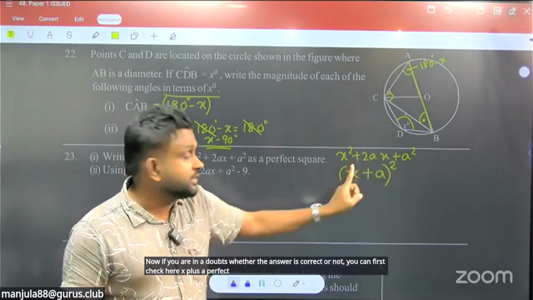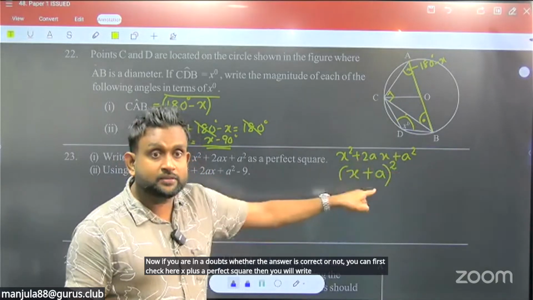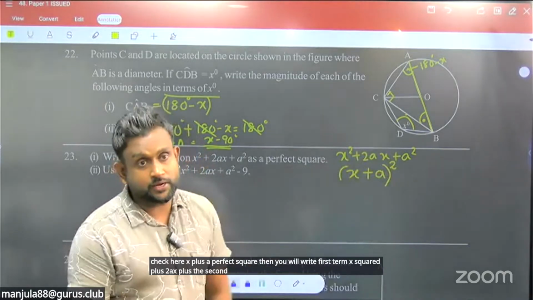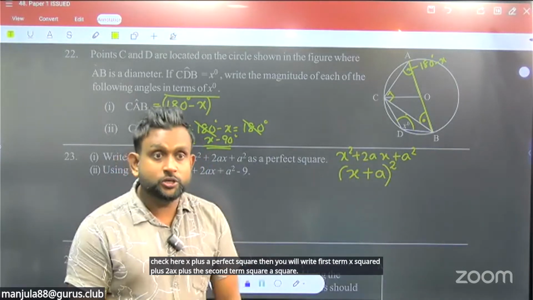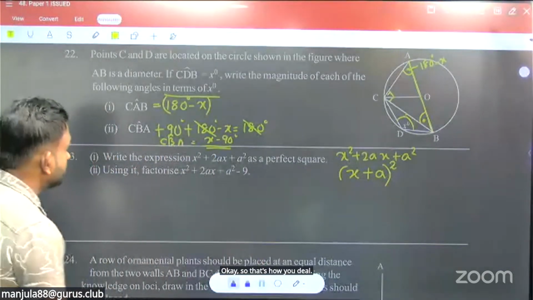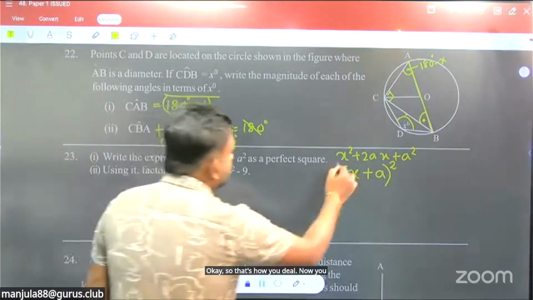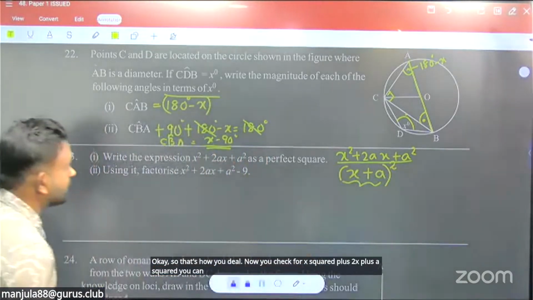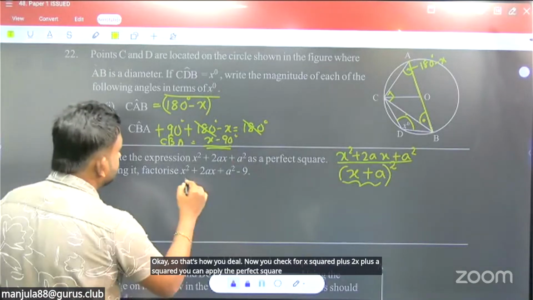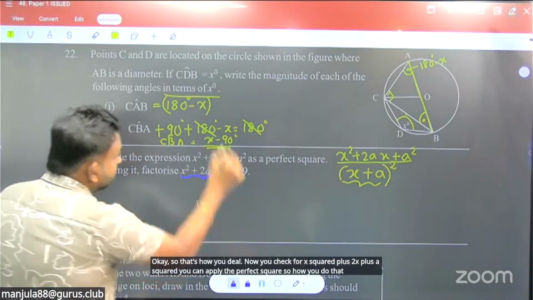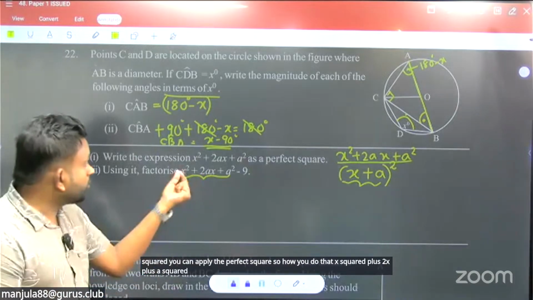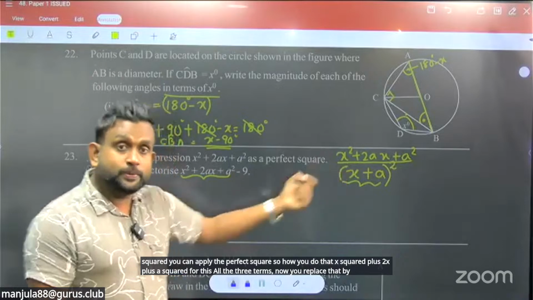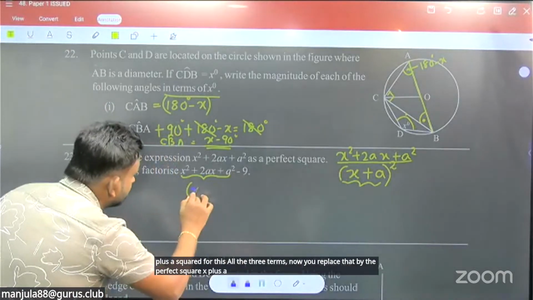Then you will write first term x squared plus 2ax plus the second term squared, a squared. Okay, so that's how you deal. Now you check for x squared plus 2ax plus a squared, you can apply the perfect square. So how do you do that? For x squared plus 2ax plus a squared, all the three terms, you replace that by the perfect square, (x plus a) squared.